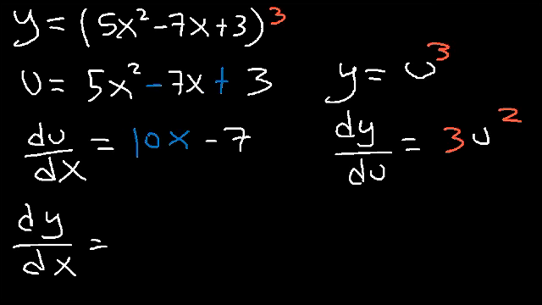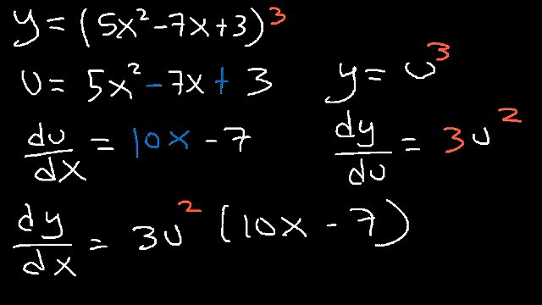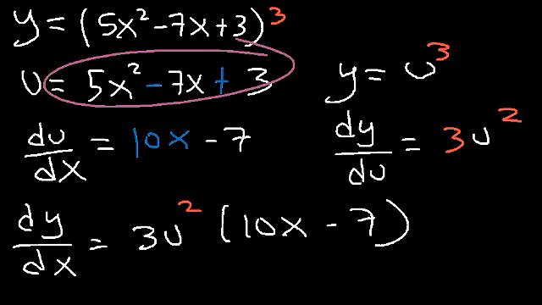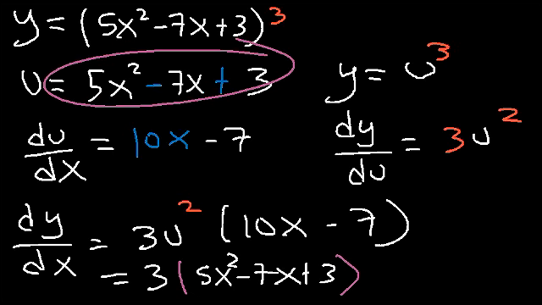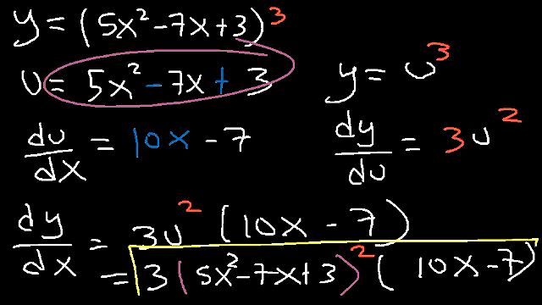So dy/du, that's 3u squared. And du/dx is 10x minus 7. Now, since we want the derivative of y with respect to x, we don't want to see the u variable. We need to replace it with what it's equal to. u is equal to this expression, so it's going to be 3 times (5x squared minus 7x plus 3), and then squared, times the derivative of the inside, which is 10x minus 7. So that's how you can get the same answer using the other technique.